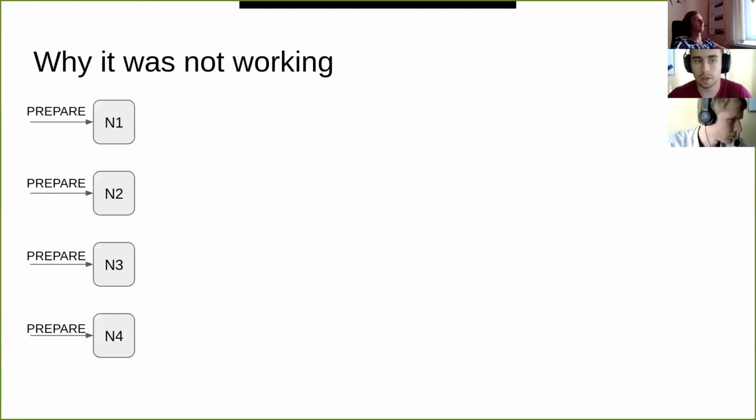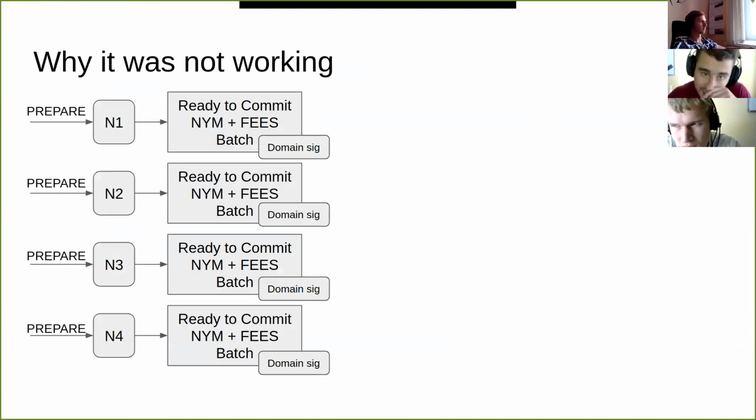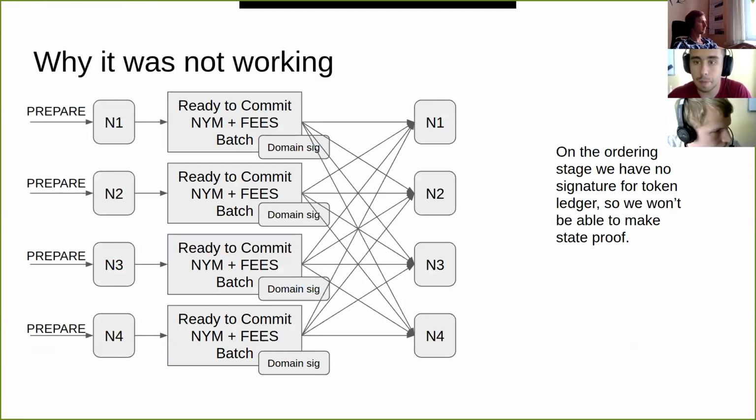Why was it not working? So right now we have, for example, 4 nodes that receive a prepare message, and they try to make a commit. They make a commit message where we have only a domain signature. Then we propagate it to all other nodes, and they receive only the domain signature. When they try to order it, and they order it successfully, they save only the domain signature, and they do not save the token signature. It has not even been formed.